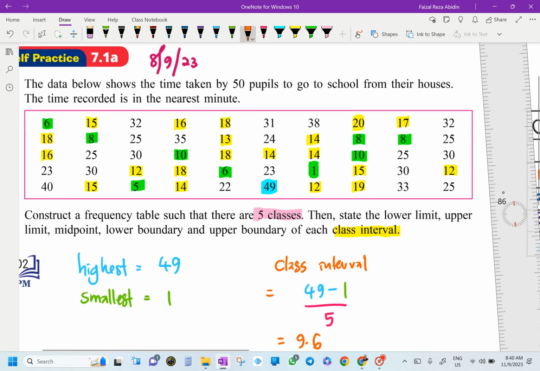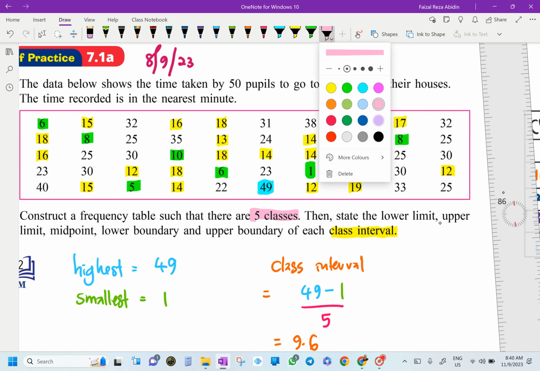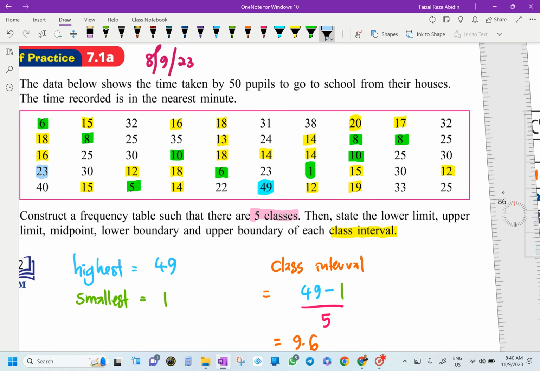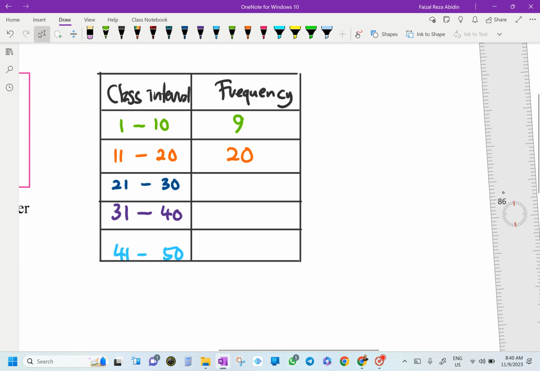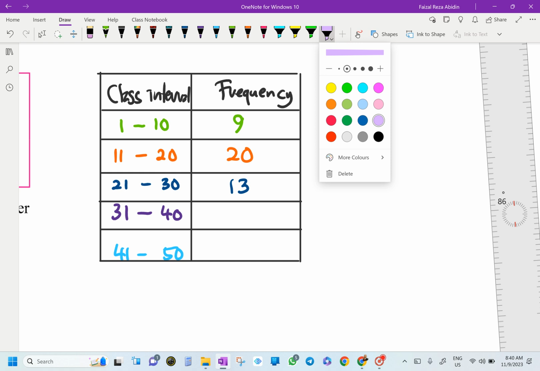21 to 30. 1, 2, 3, 4, 5, 6, 7, 8. 9, 10, 11, 12 of it. Okay, so 30. Isn't it? Okay, 30. Now 31 until 40.